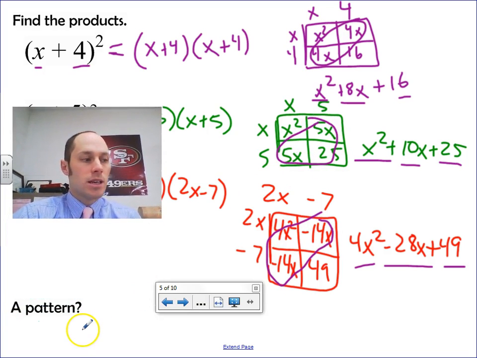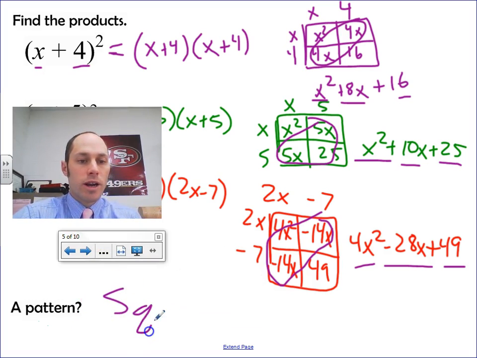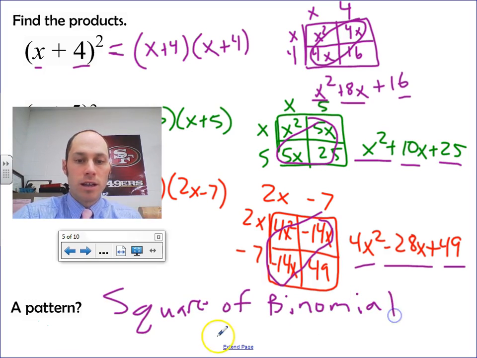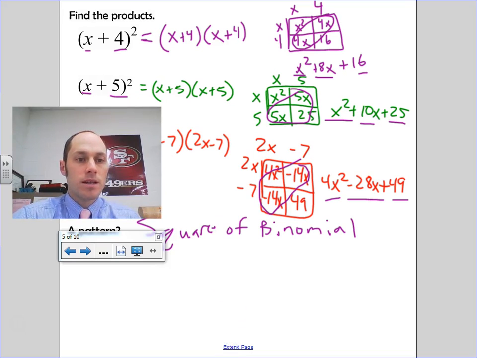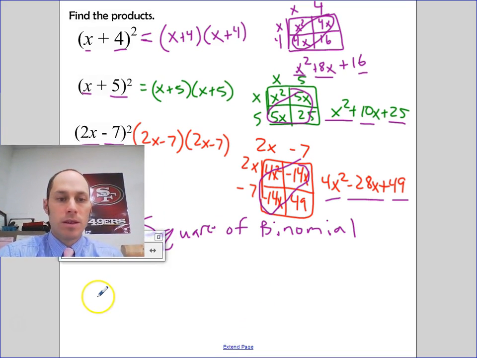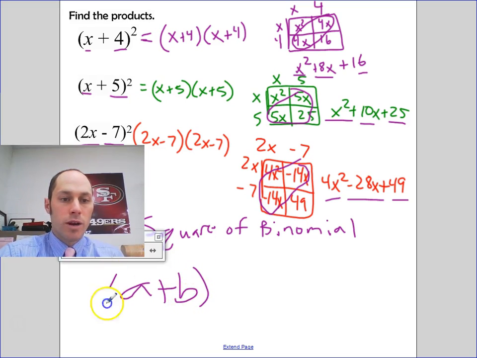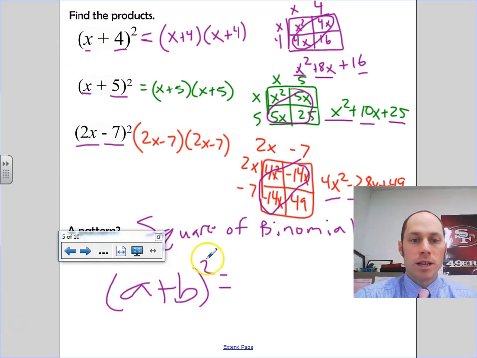So we call this the square of a binomial. Okay, so the square of a binomial has a pattern to it. So let's say we have a plus b, any binomial. So a plus b, and we square it. Well, what do we see happens? The first term gets squared.